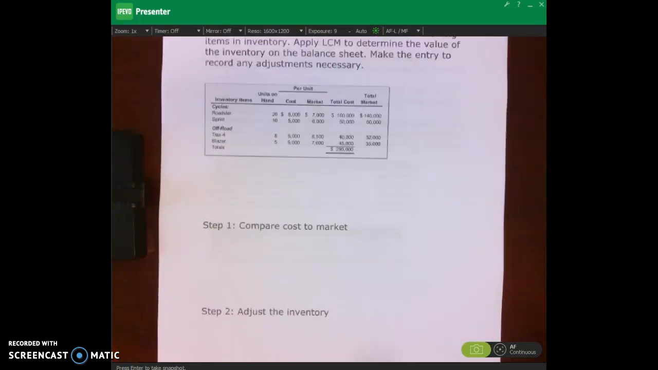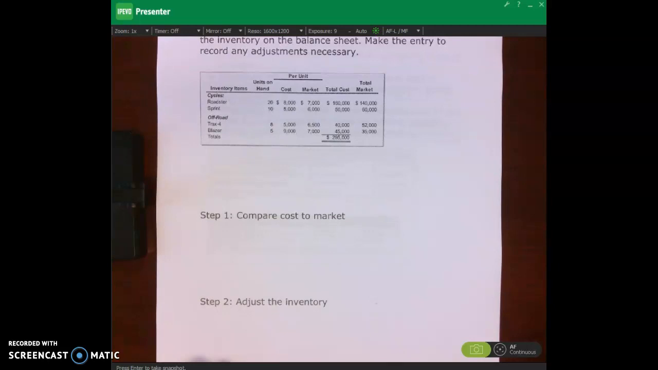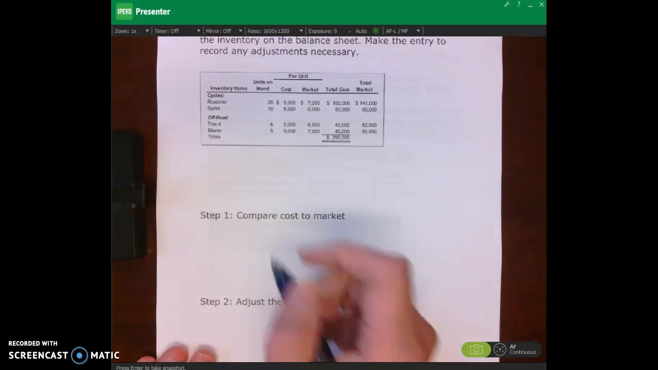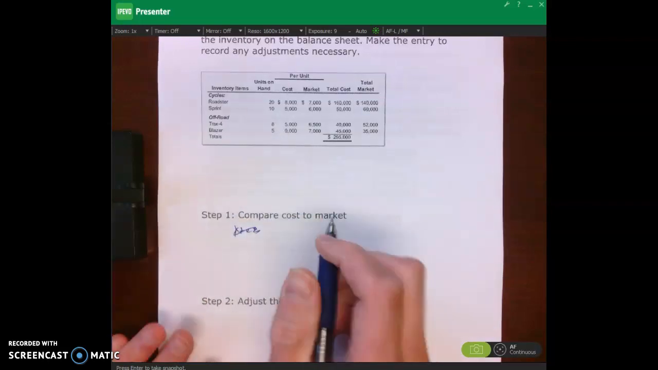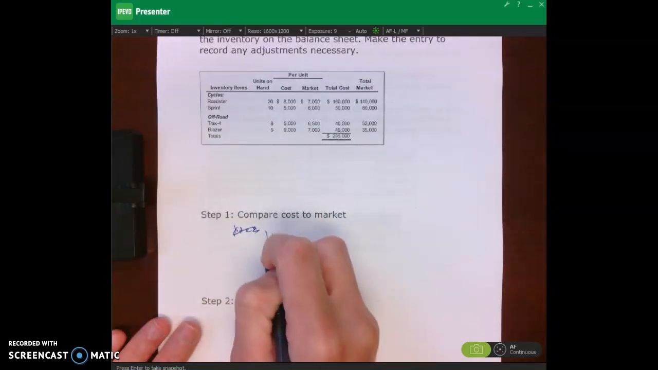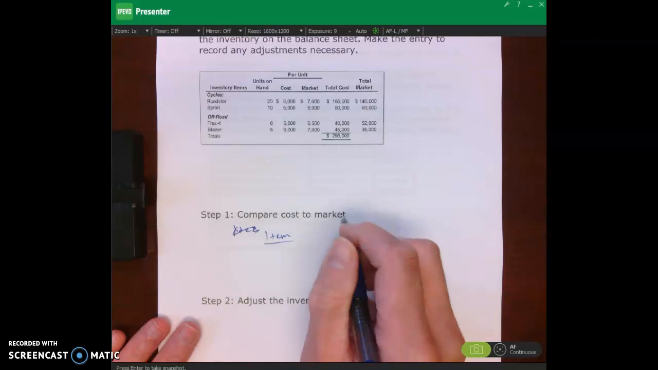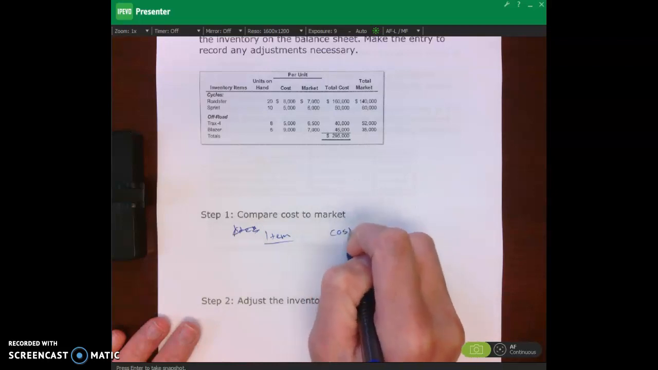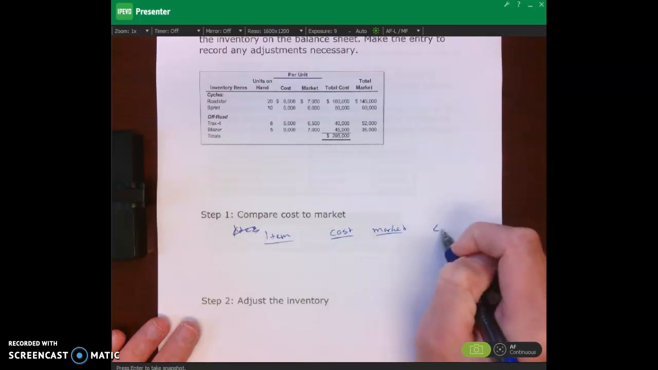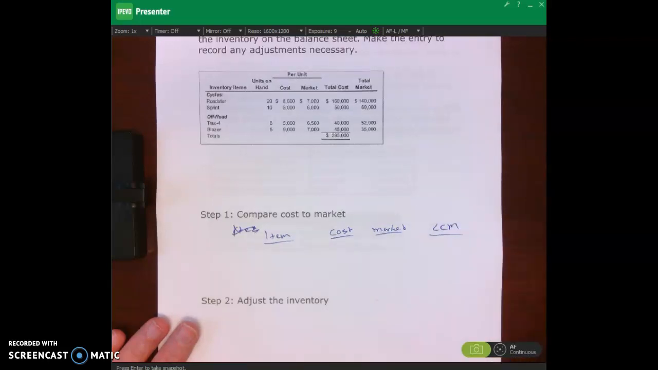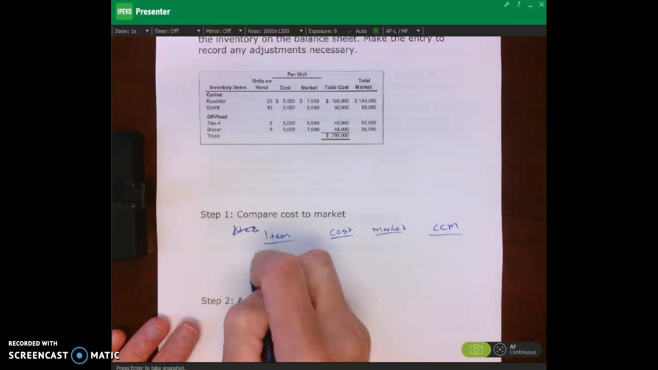Now, how do you think I'm going to do this? I'm going to do a table because I love tables. So I'll come over here and I'll say item. That doesn't look like an I. You can do better than that. Item. And then I'll say cost. And I'll say market. And then I'll do LCM over here, lower of cost or market. So I'll say Roadster.